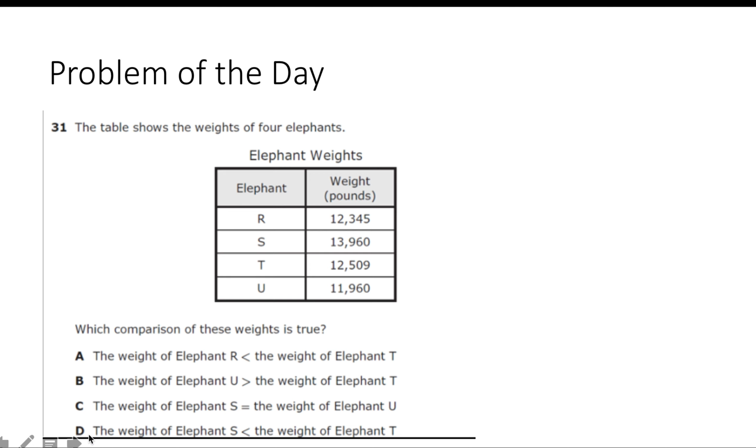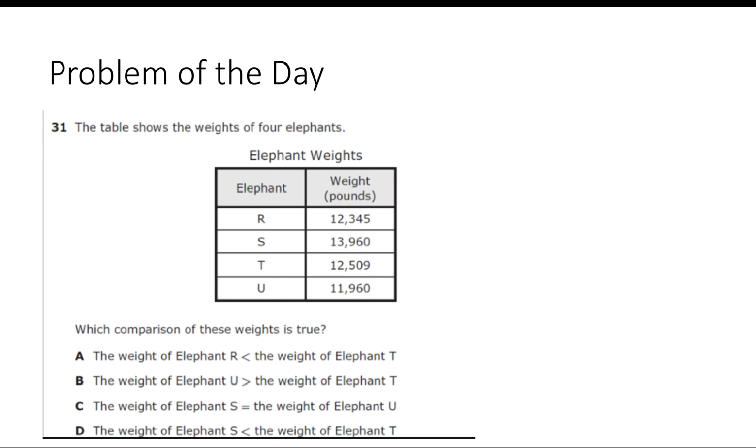Okay, let's start with A. We're going to work our way from A to D. So, the weight of elephant R is less than the weight of elephant T. So what I want you to do right now is go find the weight of elephant R and the weight of elephant T. Which one of those is greater? You can pause the video now to figure out which is greater.